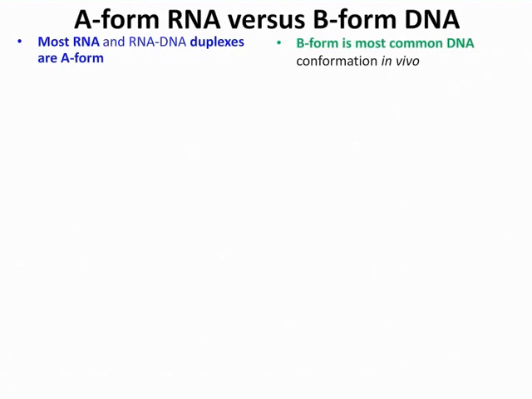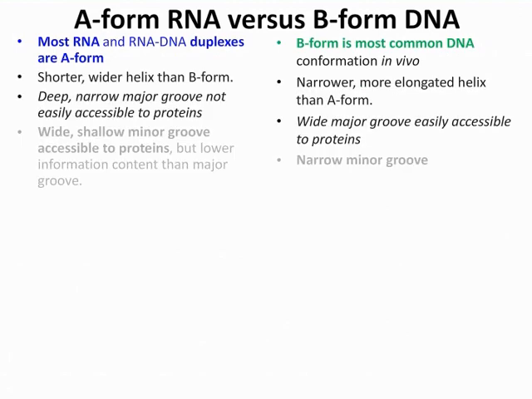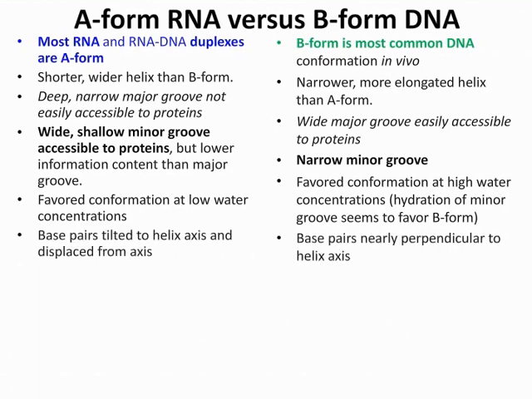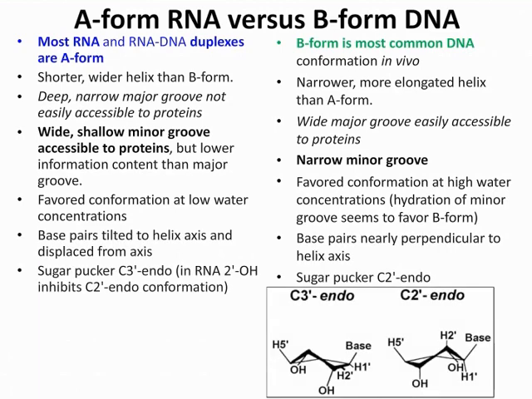So here's another one of your learning objectives. Learning objective number 6, know the role of the major and minor groove of A form RNA and B form DNA. So here just lists a lot of differences. So most RNA are A forms, as we said earlier, and B form is most common in DNA. So just read through these to know the differences between the two.